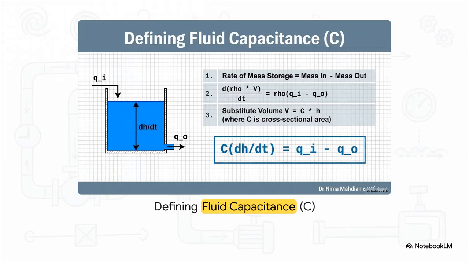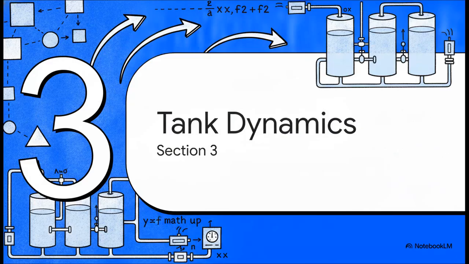All right, next up is fluid capacitance, or C. And this all comes down to the good old conservation of mass. Basically, the rate of mass storage in a tank is just the mass coming in minus the mass going out. Simple, right? And when we substitute the physical cross-sectional area of the tank for our capacitance C, we get this beautiful baseline equation. C times the derivative of height with respect to time equals the input flow, Qi, minus the output flow, Qo.